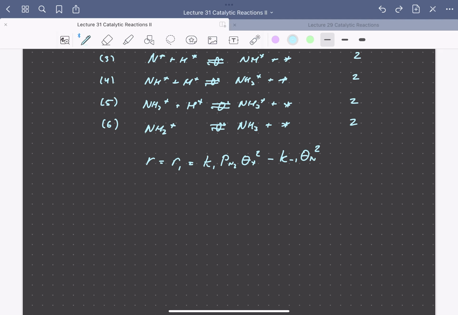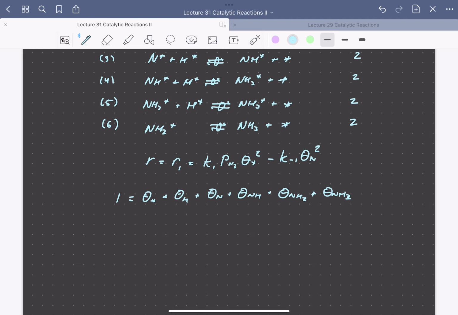So we can write 1 is equal to our coverage of vacant sites plus each one of our adsorbates. So here we'll have adsorbed hydrogen, adsorbed nitrogen atoms, adsorbed NH, NH2, and NH3. So we can express the coverage of each adsorbate as a function of the vacant site coverage, such that this is the only independent variable in our site balance. And we can do this since steps 2 through 6 are quasi-equilibrated.